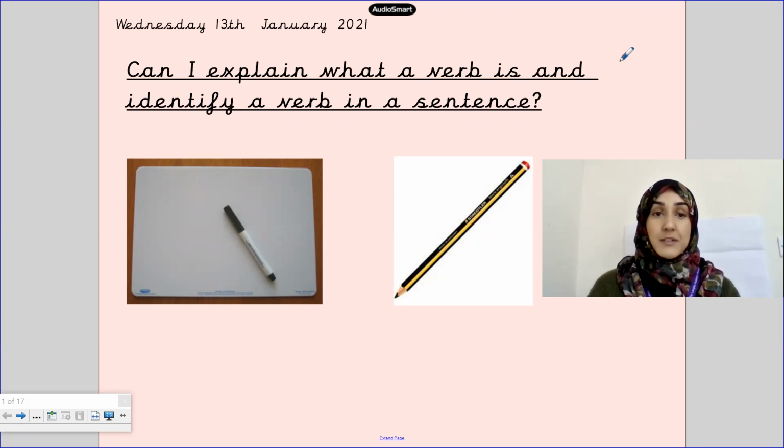Our learning objective for today is, can I explain what a verb is and identify a verb in a sentence? For this lesson, you will need something to write on and something to write with. So please go and grab those things now, and when you come back, we will begin our lesson. Off you go, guys.